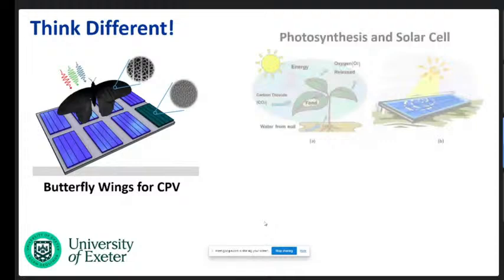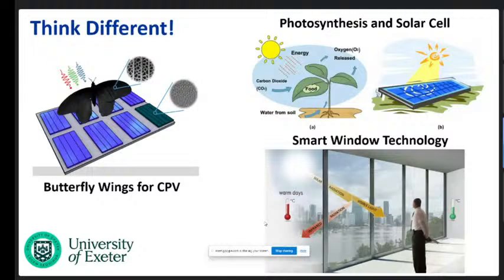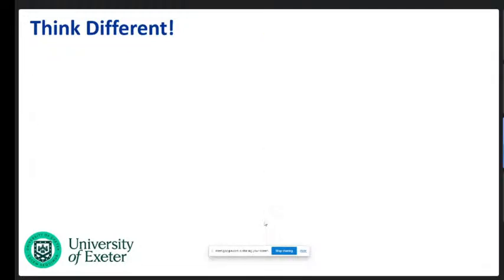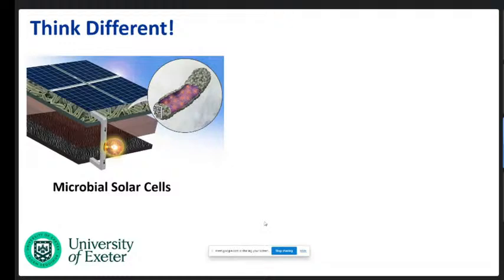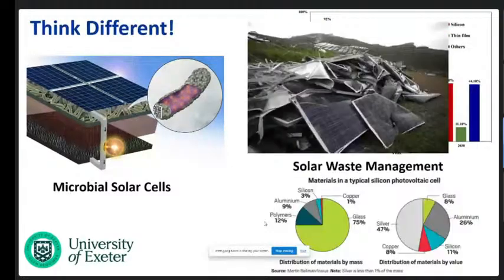We are working on butterfly wings for concentrated photovoltaics, how a butterfly wing can concentrate the light, and it can be a more sustainable way to generate electricity. Smart window technology, so that we don't need to depend on the AC or heater. Microbial solar cells, where microbes can generate energy directly. And at the same time, solar waste management, that once the panel finishes its working life, how we can recycle it, and life cycle analysis.